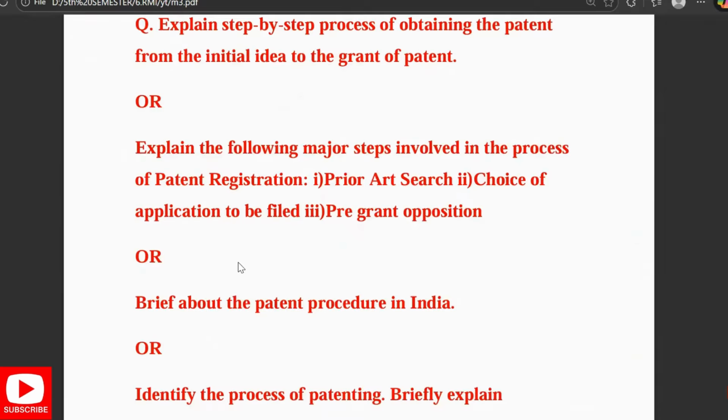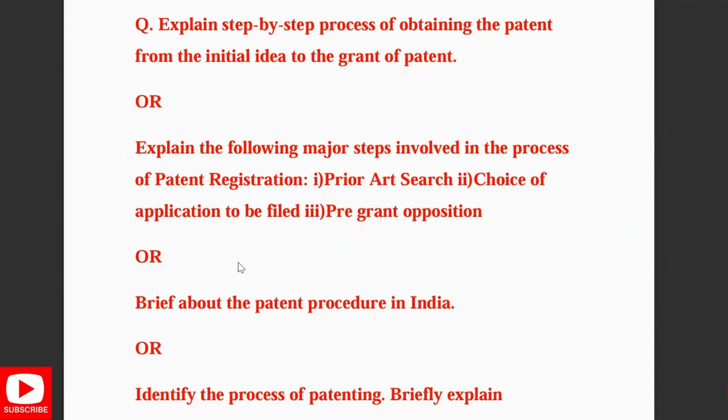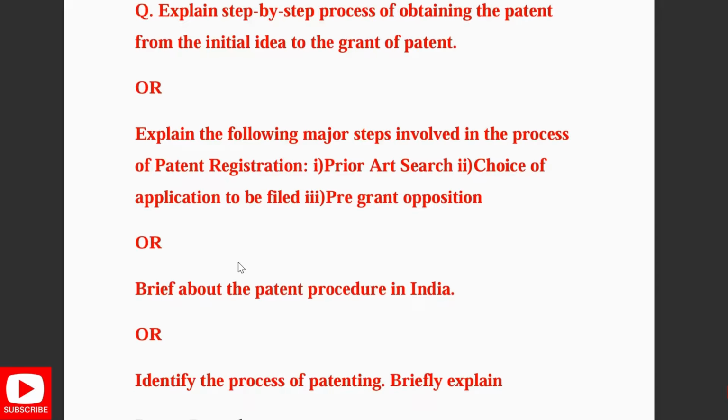This is one of the important and expected questions in the exam, that is step-by-step process for obtaining a patent from initial idea to the grant of patent. So it includes major 3 steps: prior art of search, choice of application to be filled, and pre-grant opposition. They may ask you like that also to explain.